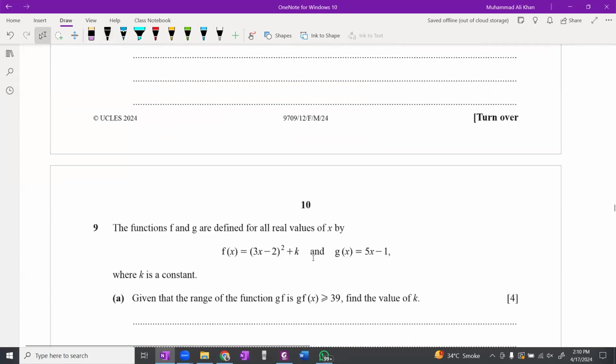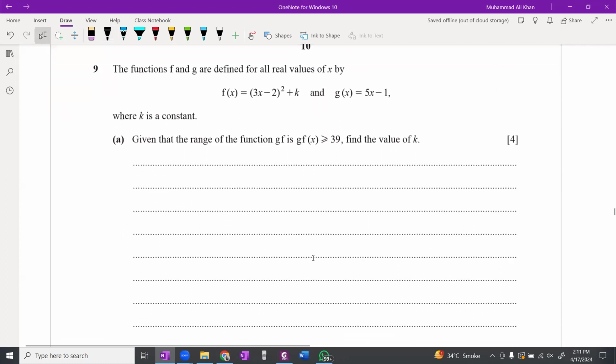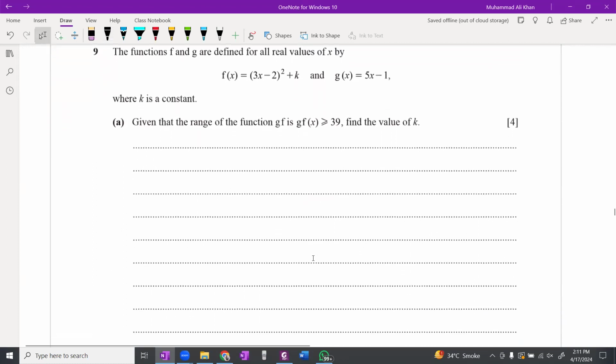Now, after that, question number 9, question of functions. A function f and g are defined for all real values of x by this and this. Given that the range of the function gf is greater than or equal to 39, find out the value of k. Okay, first find gf function. Replace x of function g by function f.